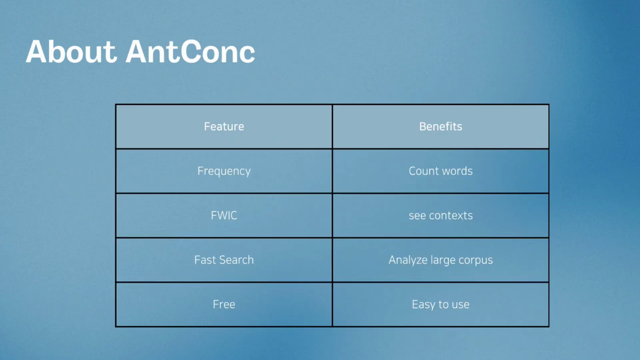So, to summarize, AntConc has several advantages, as I mentioned. First, it quickly counts the frequency of words. Next, it provides context through the KWIC function. And third, it can analyze a large amount of text within just a few seconds. Finally, it is completely free and easy to use, making it an excellent tool for students and researchers. Although AntConc offers many other functions, the frequency and KWIC functions are the ones I found most useful in my own research.